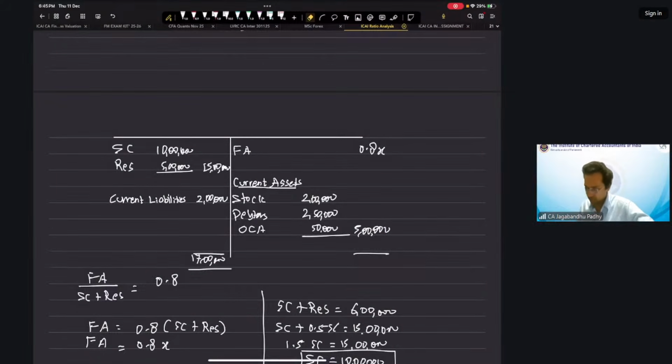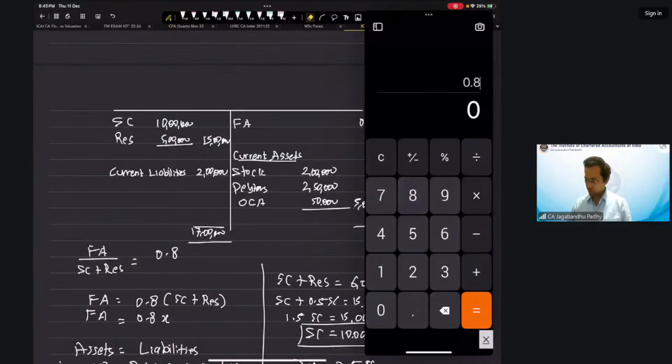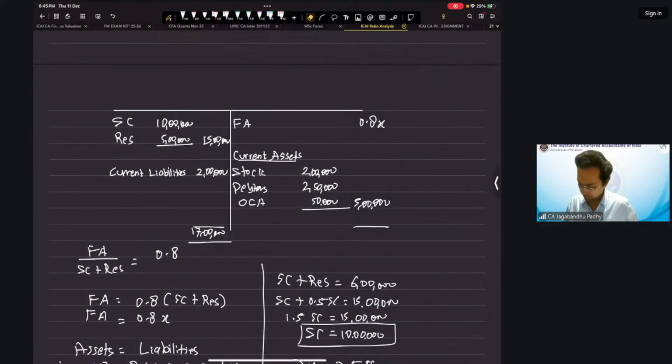And on this side, we have 0.8 times of 15 lakh. So 0.8 into 15 lakh, that is 12 lakh. So your fixed asset is 12 lakh. So 12 plus 5, that's again coming out to be 17 lakh in total, guys. So the balance sheet tallies at 17 lakh. Got it, guys?